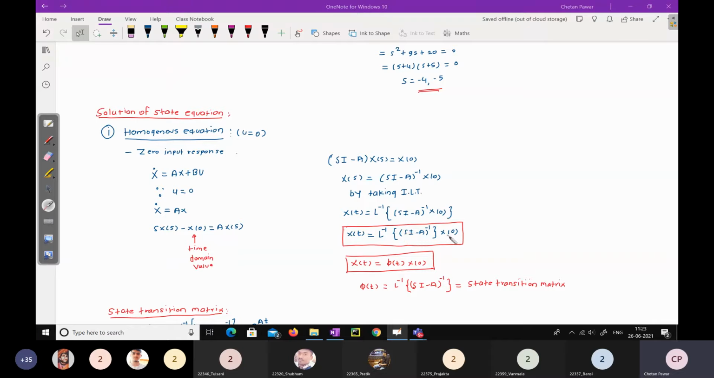This x of 0 is a time domain quantity. Important, I have mentioned it here. This x of 0 is a time domain quantity. So this particular term, the Laplace inverse of (sI minus A) inverse, is called phi of t in the time domain, which is the state transition matrix. So I can put the equation like x of t is equal to phi of t into x of 0. This will be my solution for the homogeneous equation.